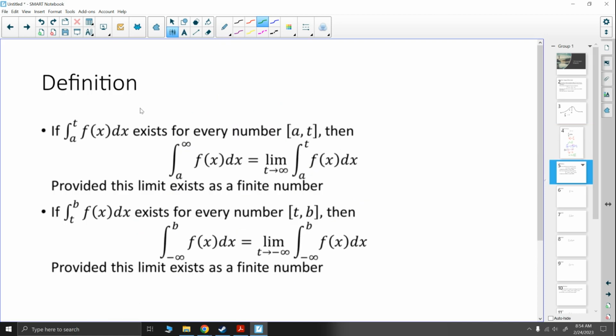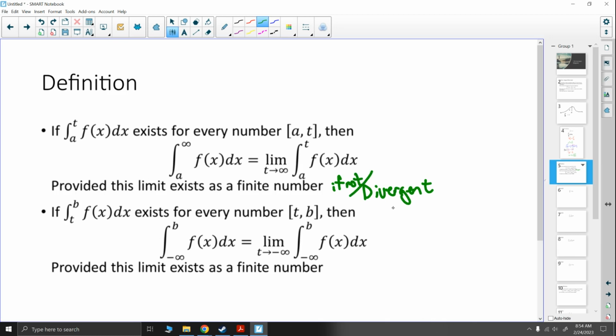So we officially have this kind of definition: if we can show that the integral from a to t exists for every number t, then the integral from a to infinity is equal to the limit as t approaches infinity of the integral from a to t, provided that this limit exists as a finite number. So again, sometimes that will end up becoming infinite, and we would say it diverges if that's the case. So we call it divergent if not.